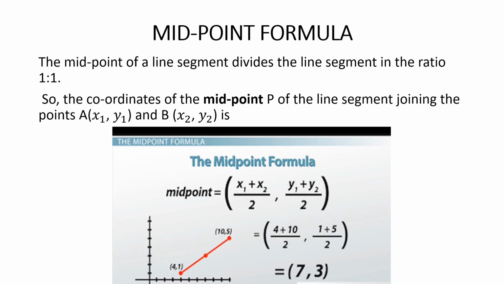Remember, in the section formula we had taken the ratio m is to n. Here when we take the ratio 1:1, we get this formula for midpoint, which is (x1 plus x2) upon 2, (y1 plus y2) upon 2.